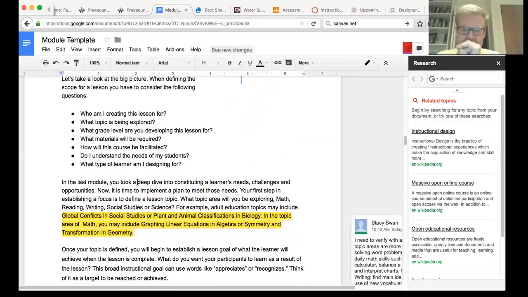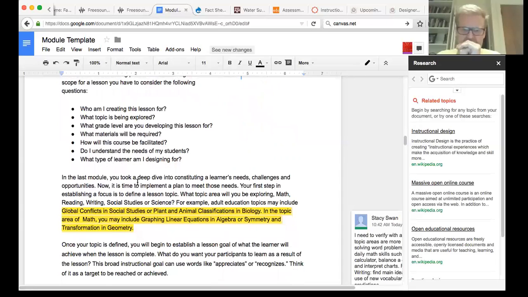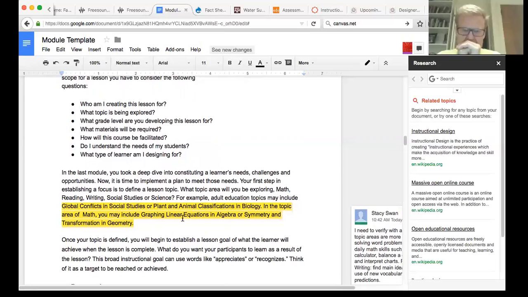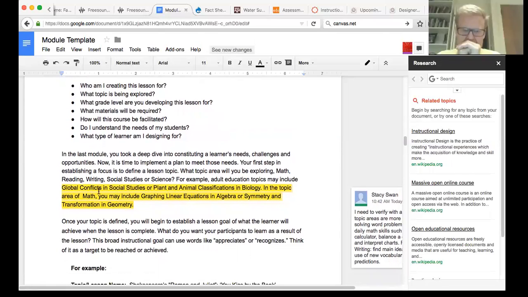And these are some of the questions. Now, here's the other thing. As I was reading through and actually looking at some of the ABE courses that are out there, I went to the standards. I went and looked at lessons that revolved around standards within the 9th to 12th graders. Some of the topics they may include would be global conflicts in social studies, or plant and animal classifications in biology.